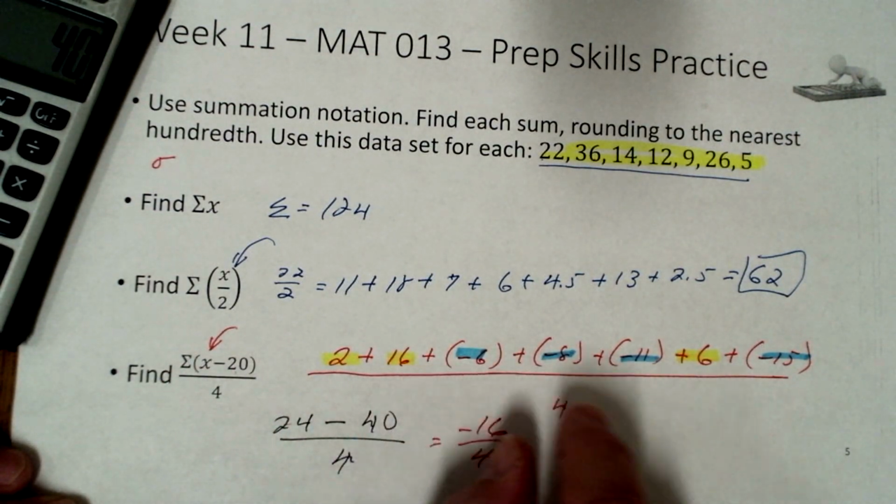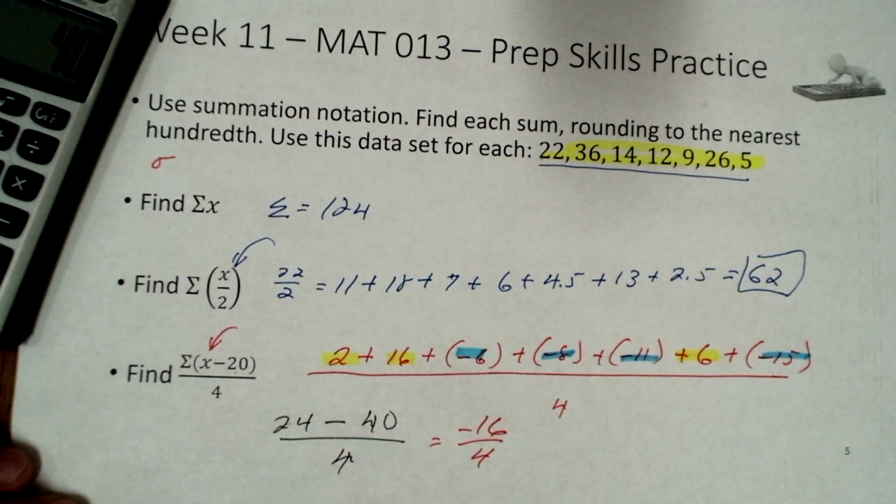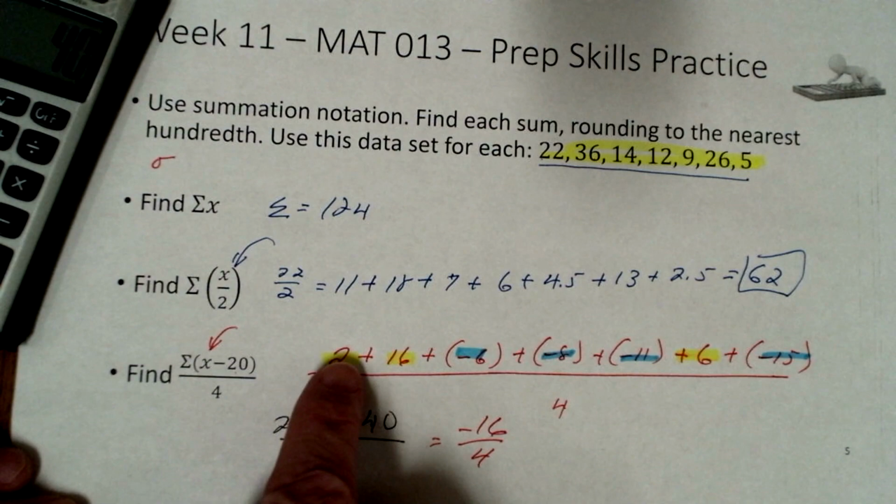We added our positives together. We came up with 24. We added our negatives together. We came up with negative 40. Do you have to do it that way? No. Is it probably a good idea? Yes. Okay, you could just do it left to right.